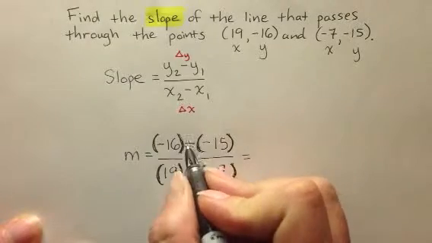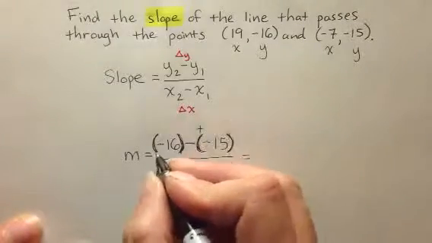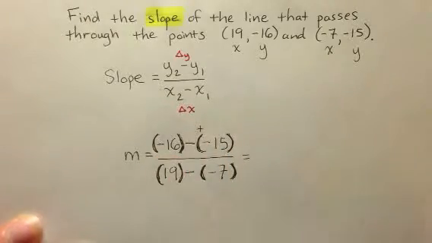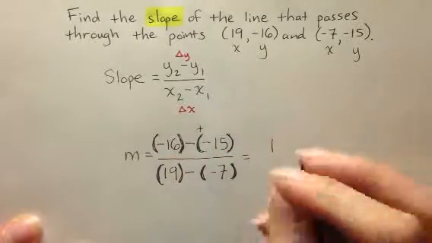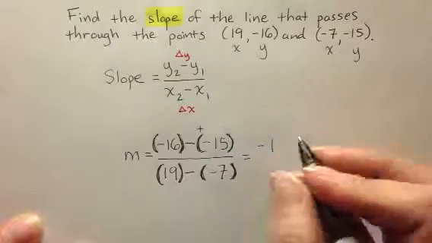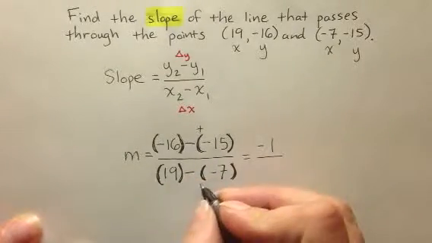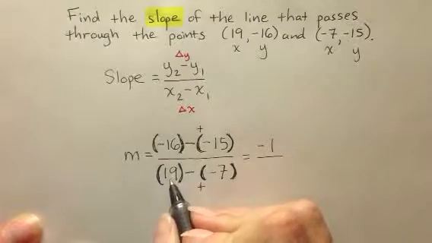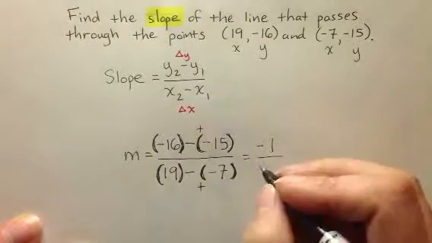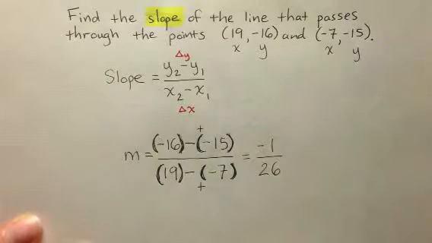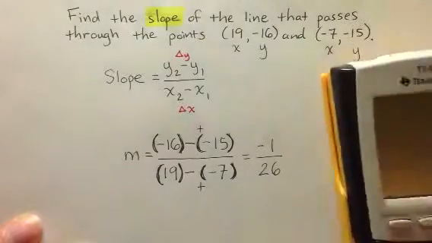Okay, I'm going to go ahead and simplify. When I subtract a negative, this becomes plus, so negative 16 plus 15. I have negatives and positives, so I'm really finding the difference, which is 1, and I have more negatives, so negative 1. Over this minus a negative, that also becomes positive, so it's 19 plus 7, which is 26. I can't simplify this.